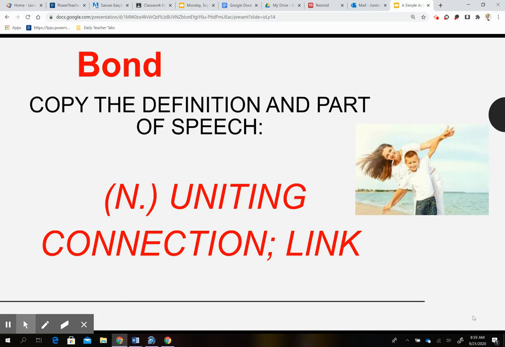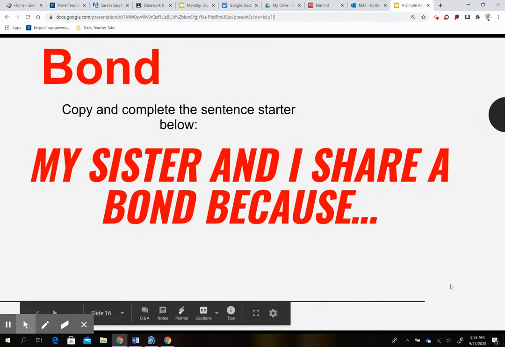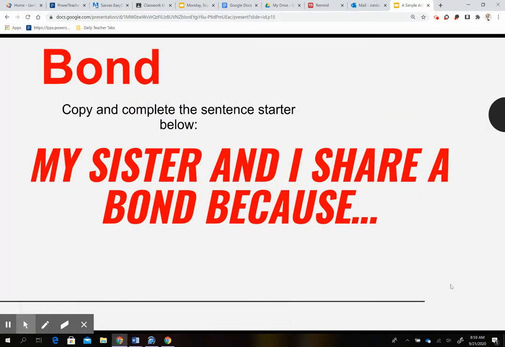And notice I have the bond between a mother and a son. So this is supposed to be something that's sacred. So it's a uniting connection or a link. Let's move on to our sentence starter. My sister and I share a bond because. What is going to be the bond that you share with your sister?